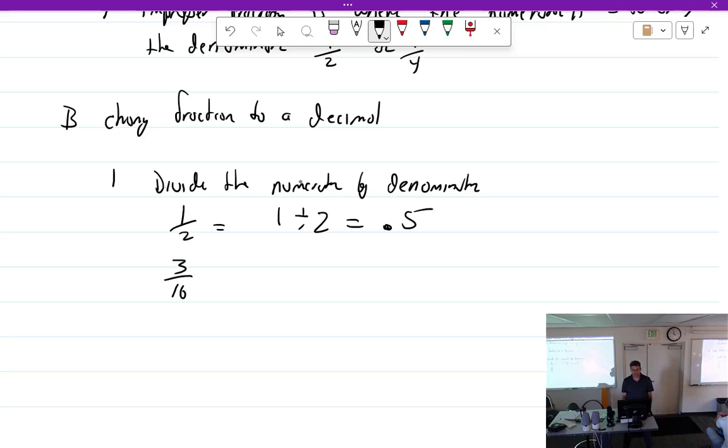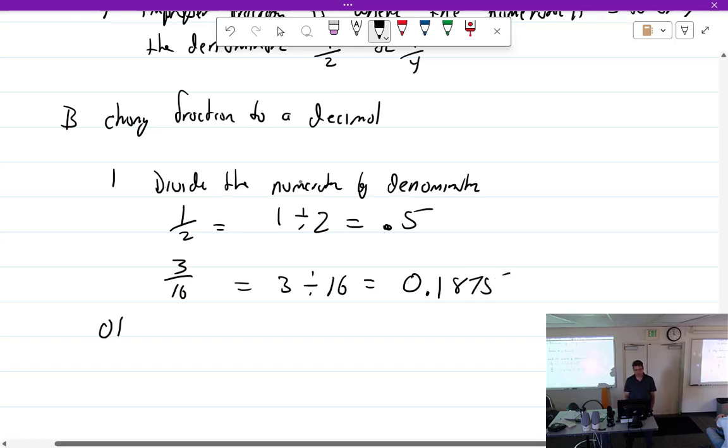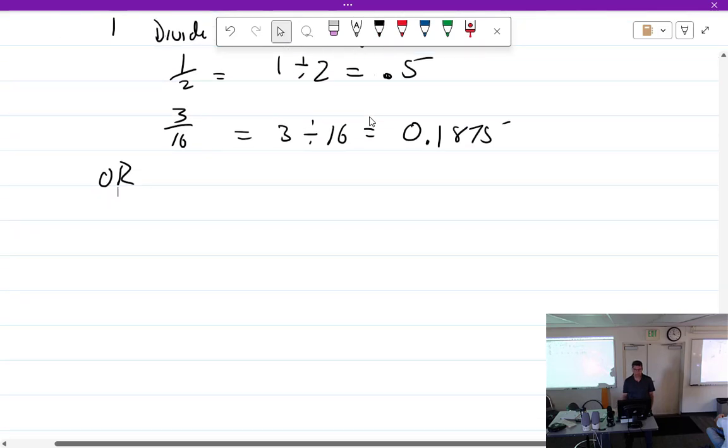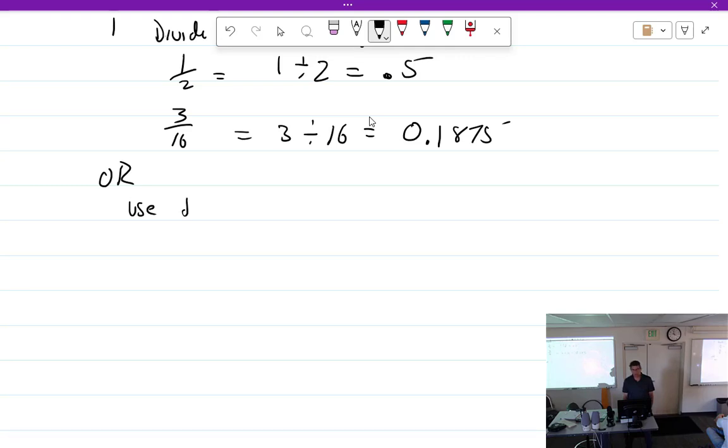3/16 is 3 divided by 16 equals 0.1875. There we go. Or use the calculator function. This is where it starts to get fun.